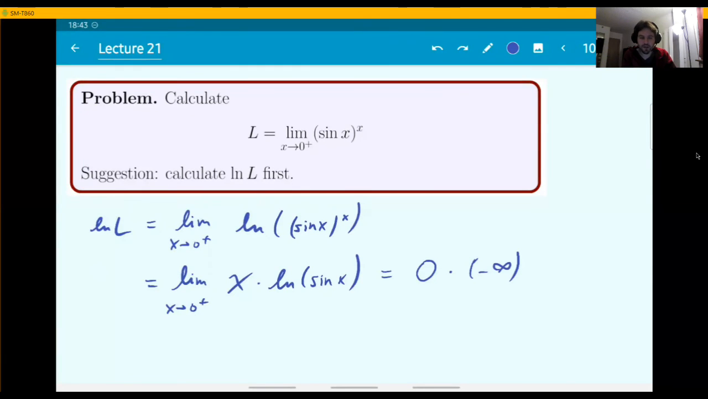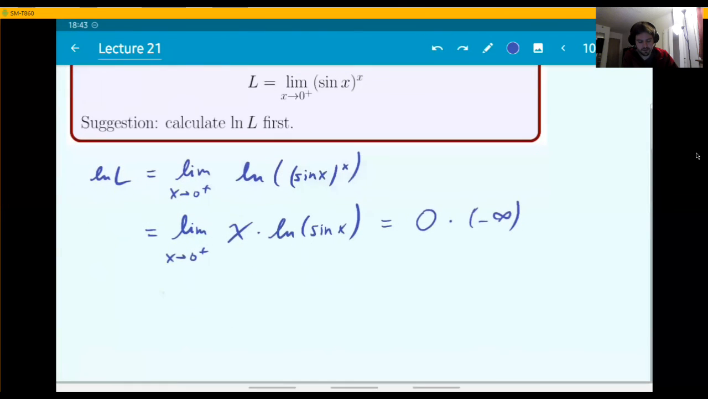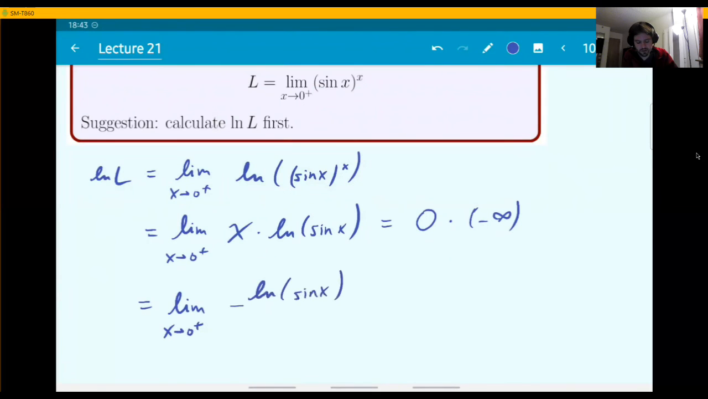L'Hopital cannot be applied directly to this. You have to transform this into a quotient first by moving one of the two functions to the denominator. Always choose the simplest one, in this case the x function. So I'm going to rewrite this keeping the ln upstairs, but moving the x downstairs as a 1 over x. This is the same function as before, but now it is of the form minus infinity over infinity, which is a form that allows L'Hopital to be used.